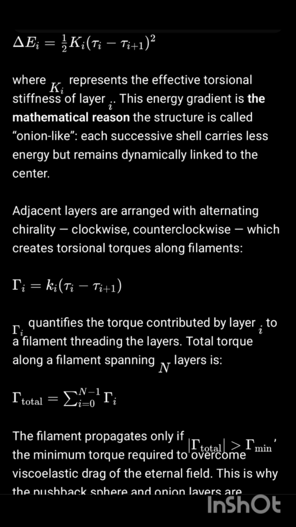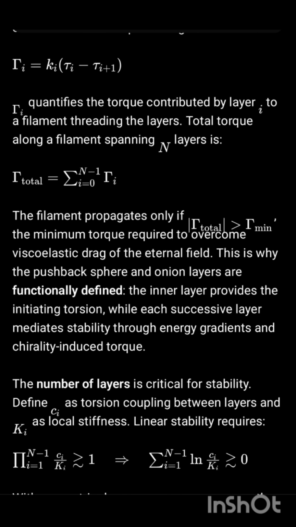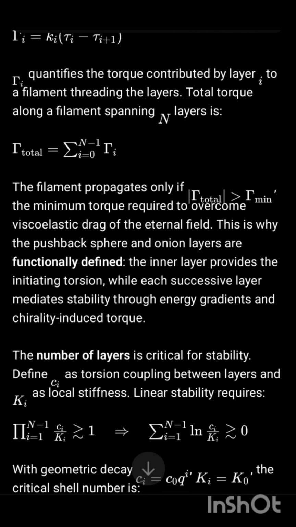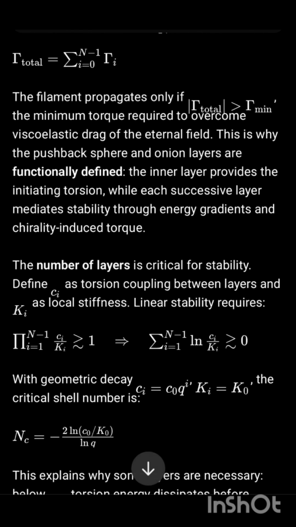Adjacent layers are arranged with alternating chirality, clockwise, counterclockwise, which creates torsional torques along filaments. Gamma_i equals K_i times tau_{i+1}. Gamma_i quantifies the torque contributed by layer i to a filament threading the layers. Total torque along a filament spanning n layers is Gamma_total equals the sum from i equals 0 to n of Gamma_i. The filament propagates only if Gamma_total exceeds Gamma_min, the minimum torque required to overcome viscoelastic drag of the eternal field.